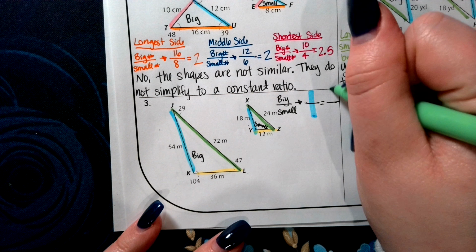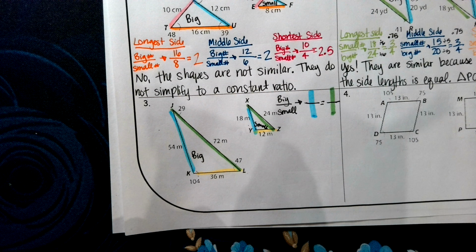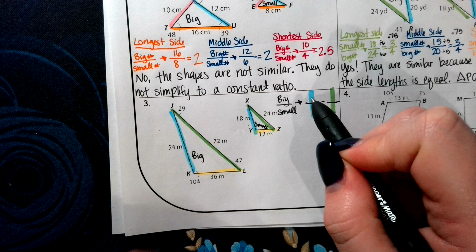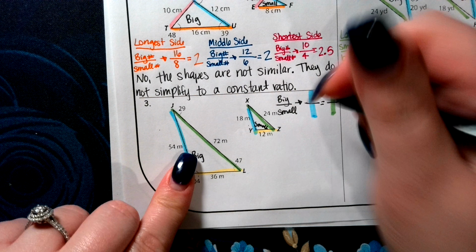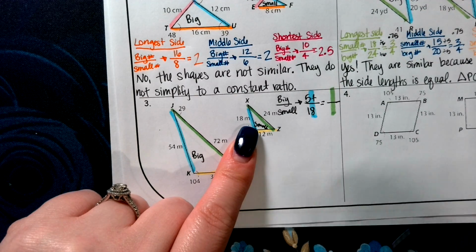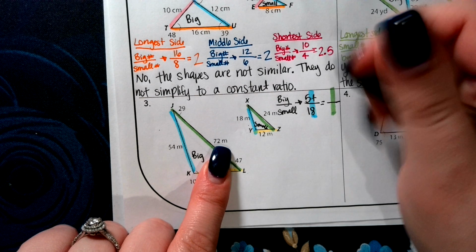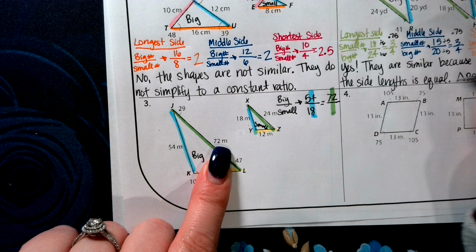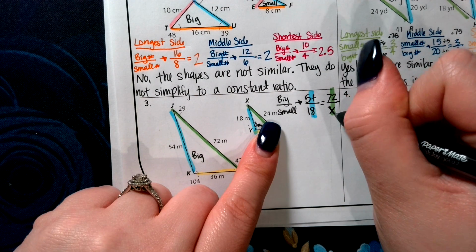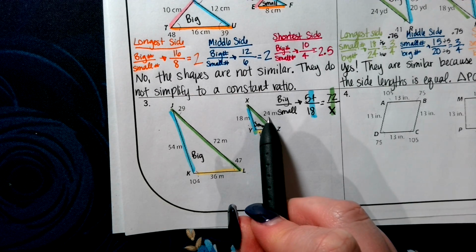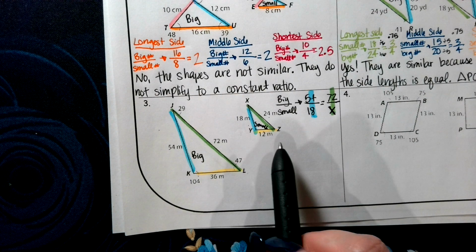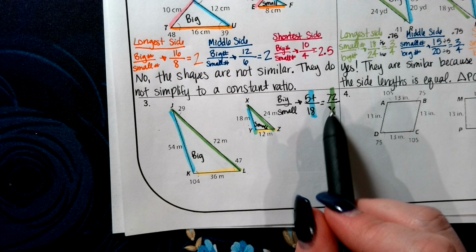I'm going to fill in 3 pieces of information. Only 3. So my big blue side is 54. My small blue side is 18. My big green side is 72. My small green side, I'm not going to put in there. I'm going to leave as an X. We know it's 24 in the picture, but if these two triangles are not proportional, we will get a different number for X if they are not proportional.